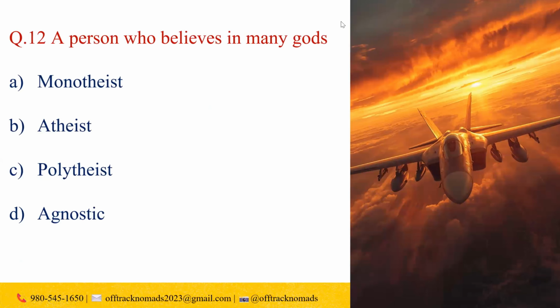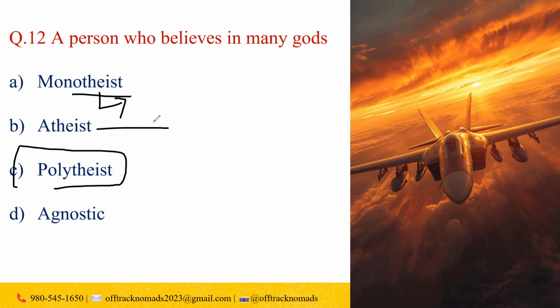Twelfth one. A person who believes in many gods. Obviously, what is the answer? It is polytheist. A person who believes in only one God is called a monotheist. A person who doesn't believe in God is called an atheist.